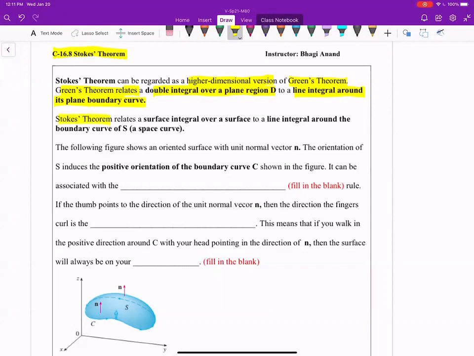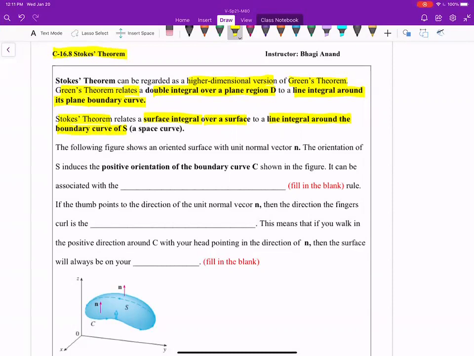Stokes' theorem relates a surface integral over a surface S to a line integral around the boundary curve of S. So Stokes' theorem connects a surface integral to a line integral. Green's theorem connects the line integral of the boundary to the double integral of the interior of D, for which the curve is the boundary curve.